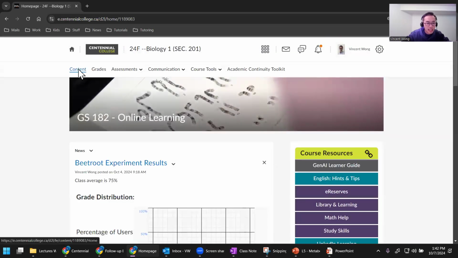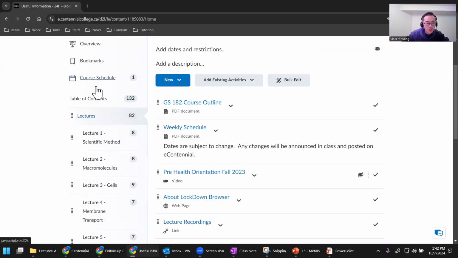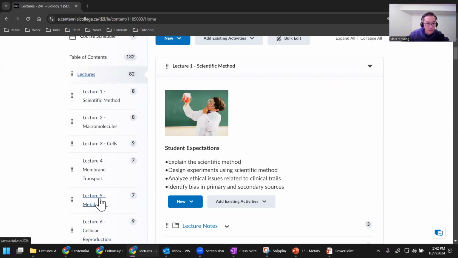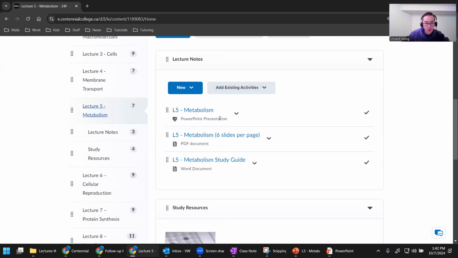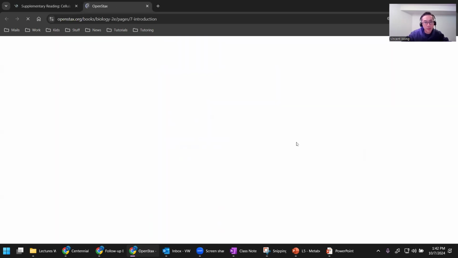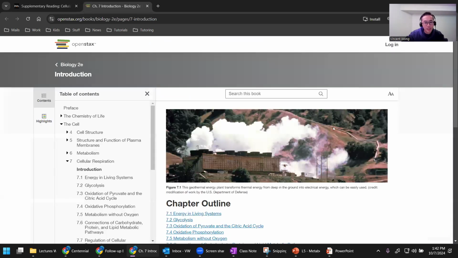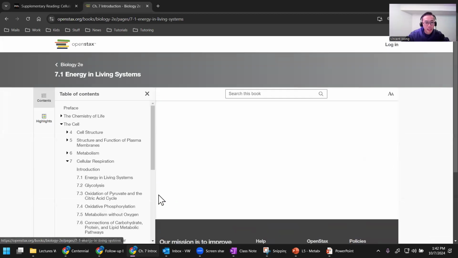So go to content and then lecture five. This is lecture five. And then there's the notes, and then there's the resource, and there's the supplementary reading. If you click on it, it will take you to the online textbook. If you don't want an online textbook, any introductory biology textbook would have this stuff in it. So you can just get one from the library or something like that.